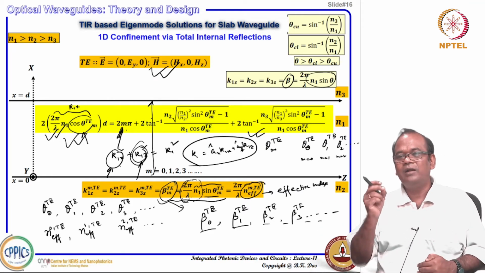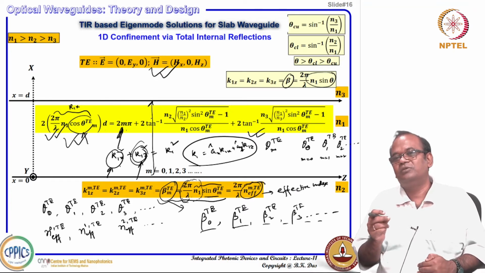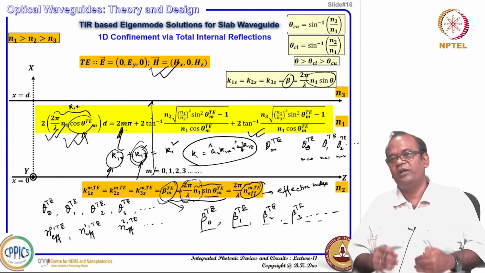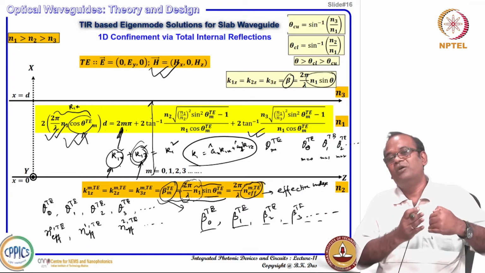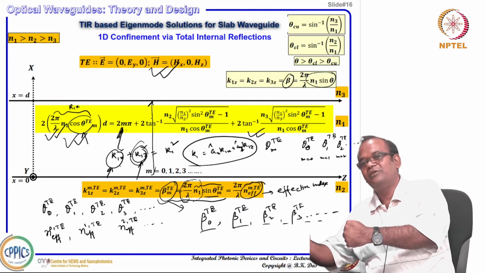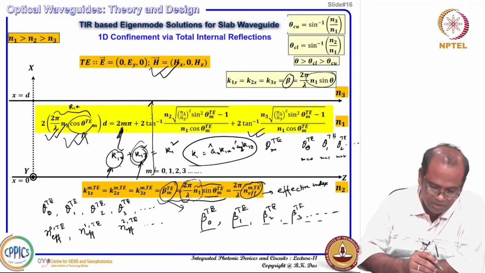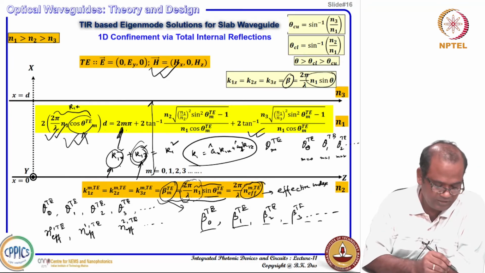When only one antinode comes, it will be called the fundamental mode; when 2 come, it is the first order mode, and so on. It becomes a different type of mode, and each of them will have an individual longitudinal component along the z direction, which gives you the phase constant or phase velocity. Okay. This is all for TE polarization that I am discussing.